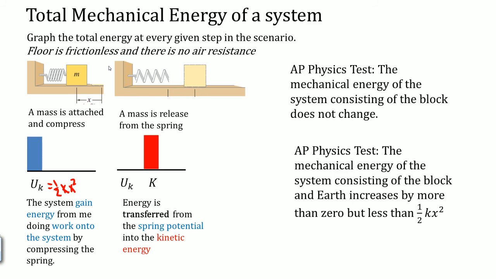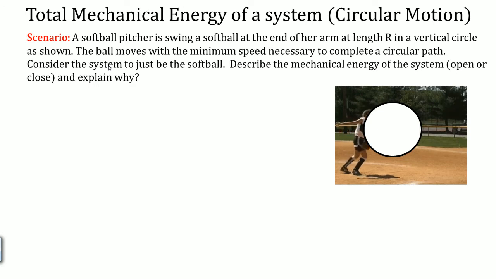circular motion. The example you should see from before is a softball pitcher. The softball pitcher is swinging a softball at the end of her arm with a length r in a vertical direction, as shown. The ball moves with the minimum speed necessary to complete a circular path. Consider the system to just be the softball here. What you want to do is describe the mechanical energy of the system. Is it open or closed, and why?